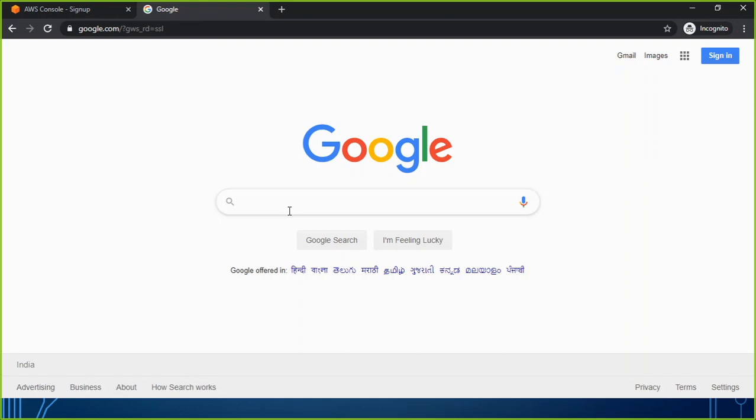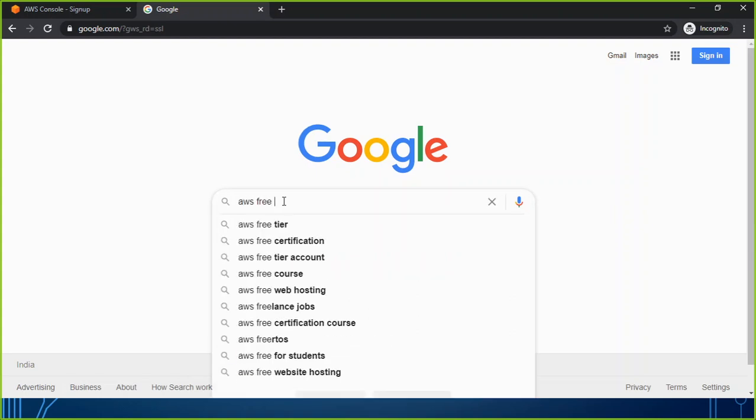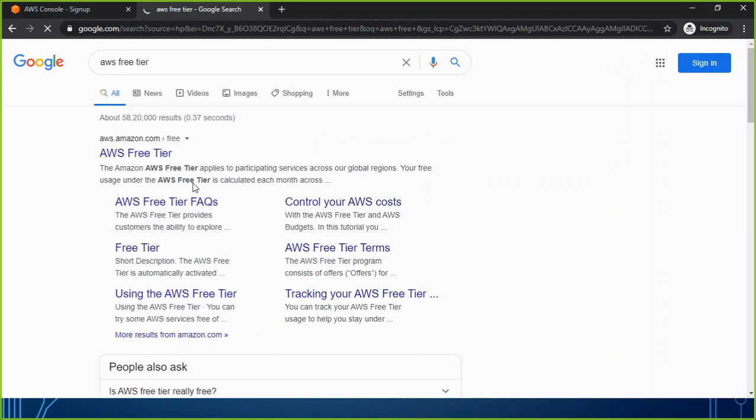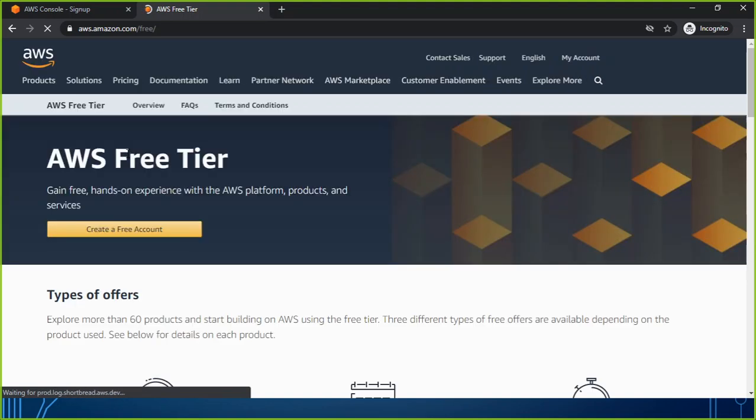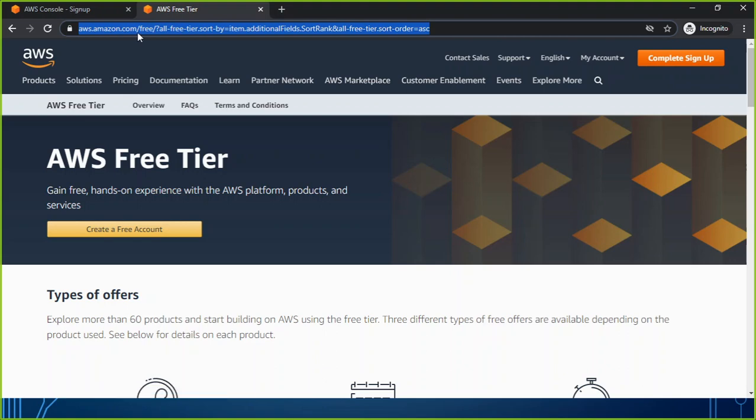Another thing is, let us first try to understand what services we get when we use the free tier. You can simply search in Google for AWS free tier. If you hit enter, go to the AWS free tier option. By visiting this page, aws.amazon.com/free, you reach a page talking about AWS free tier. Here it also gives you the same option, create a free account, from where you can follow the steps and create a user account.